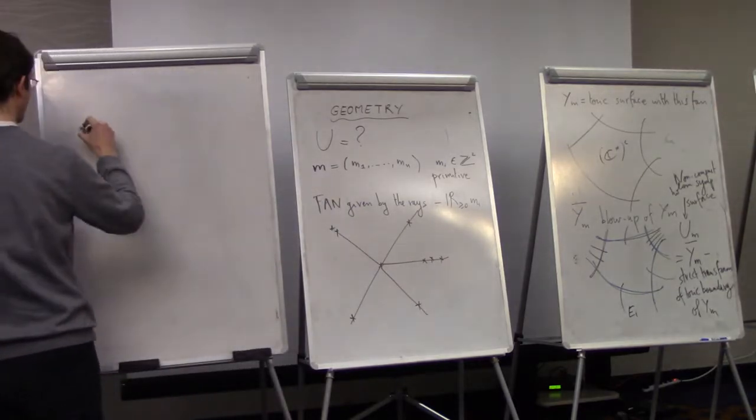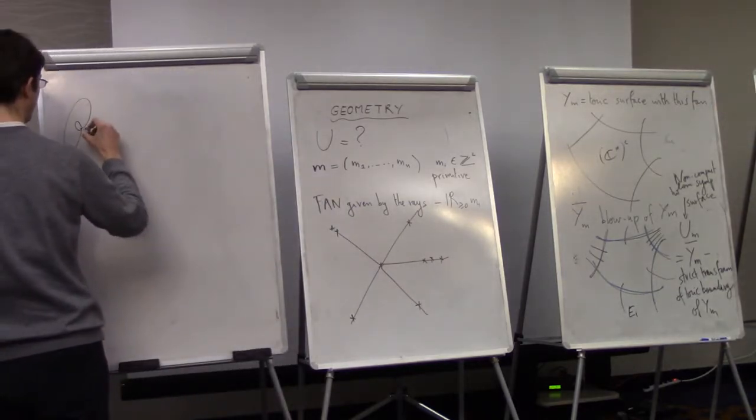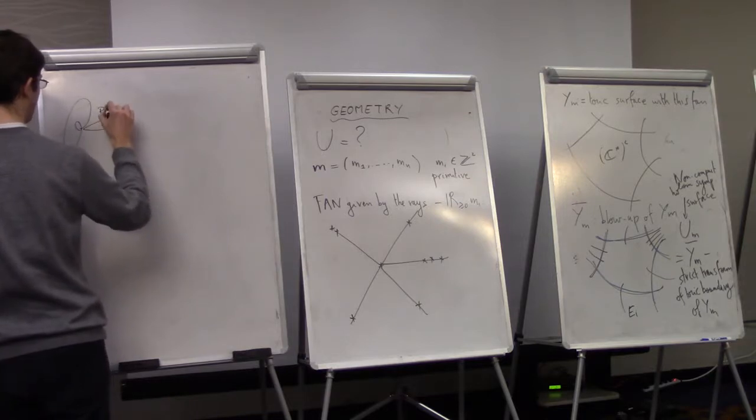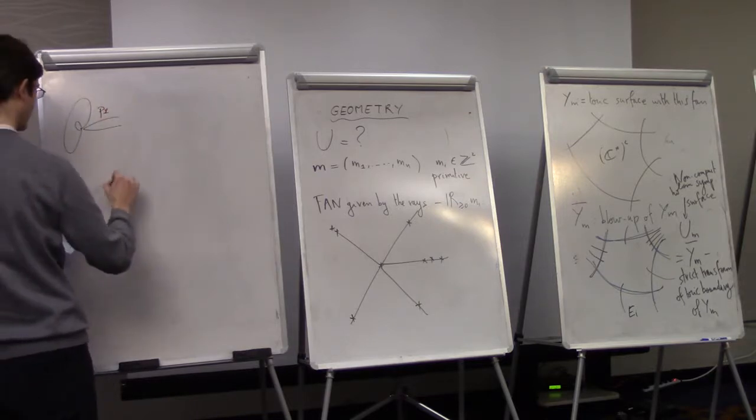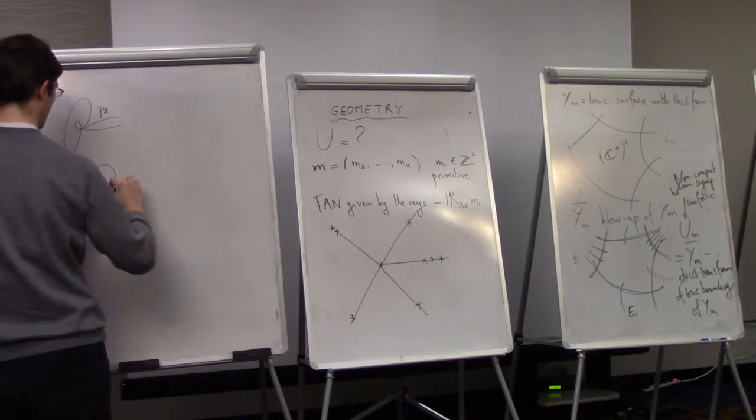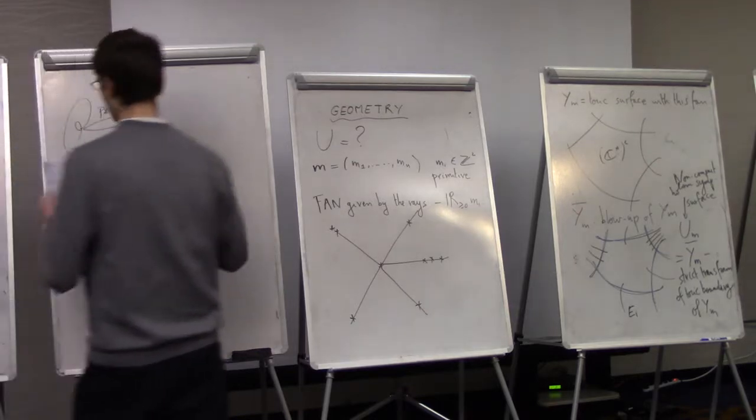I drew the same picture as before. Essentially here we start with some class like p_1 times this class, p_2 times this class, and these will combine and form more complicated stuff.